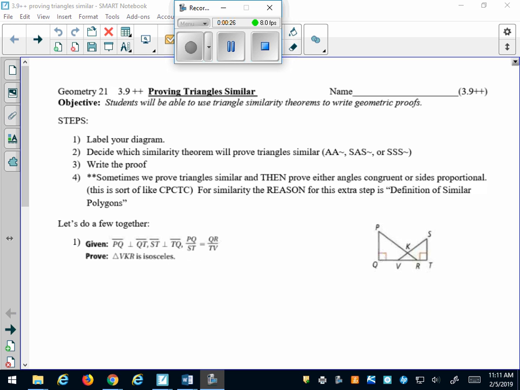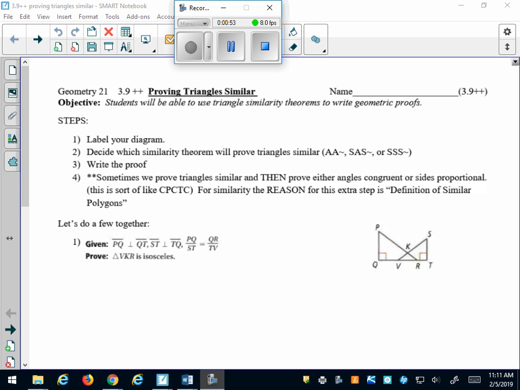SSS similarity. Right? Now we had learned SSS congruence, now this is SSS similarity. So sides have to be what to each other? Proportional. Good. AA similarity, which means 2 pairs of corresponding angles are what to each other? Congruent, right? And then what's the last one? Yep. SAS similarity. So those are our 3 choices.